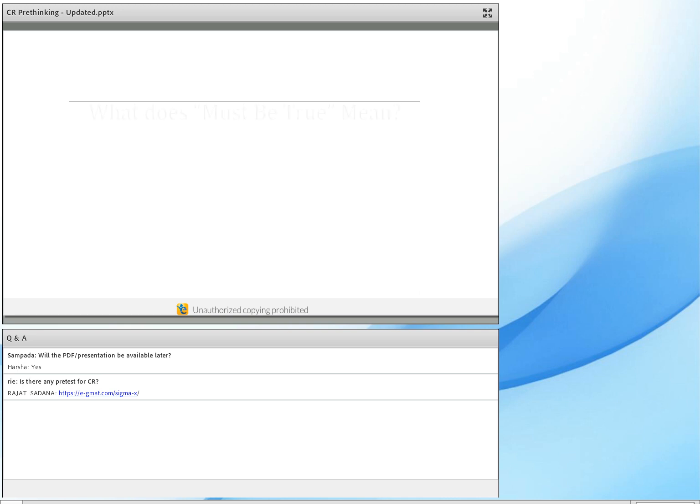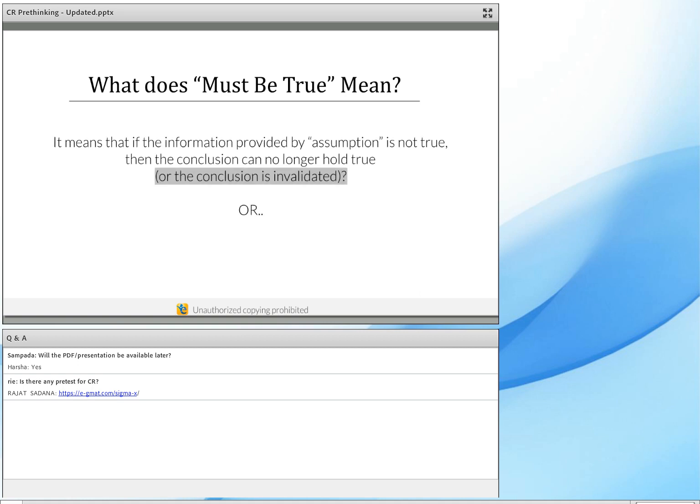So what does must be true mean? In this way, it means that if the information that the assumption provides is not true, then the conclusion can no longer hold true, or the conclusion will break down, or there's a way to bring that roof down. That leads to the definition that the assumption must satisfy that must be true condition for the conclusion to be valid. And it may seem very simple, but a lot of people falter on this.